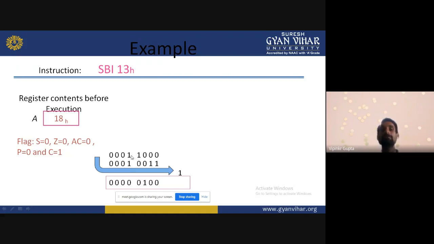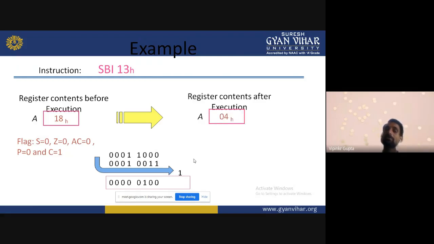Now 1 minus 1 is 0, 0 minus 0 is 0, 0 minus 0 is 0, 0 minus 0 is 0. So what is the result? That result is stored in the accumulator. Converting it into hexadecimal: 0000 means 0, and 0100 means 4. So the result is 04H. And what is the flag value status?